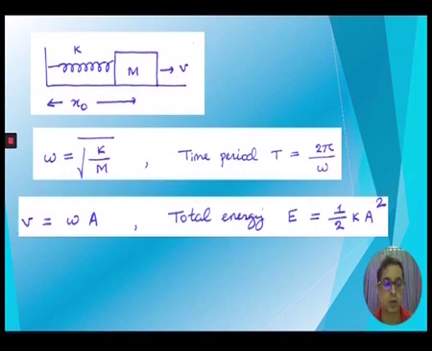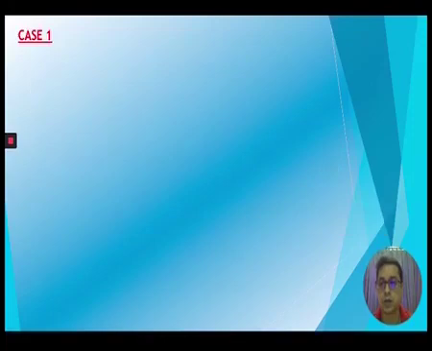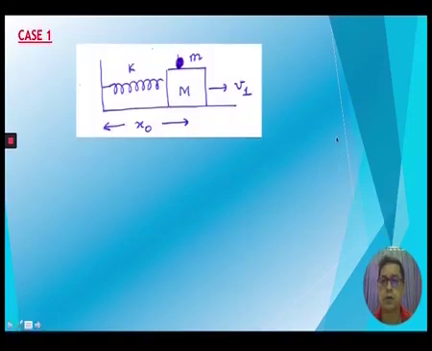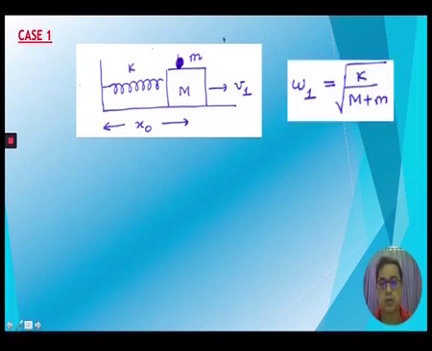Now we are going to consider case 1 and case 2 separately. First, let us consider case 1. In case 1, a small mass is put gently, softly, on top of this bigger block of mass capital M, because of which its velocity simply gets changed to a different one, let us say v1. Once you put that and it sticks to it, your angular frequency would change to square root of k divided by small m plus capital M.